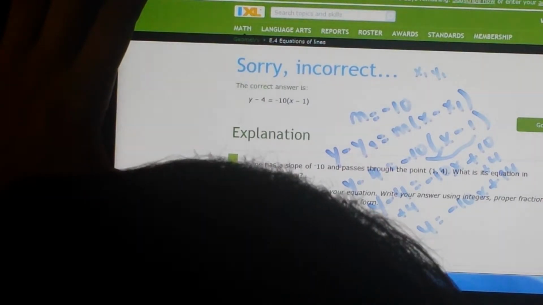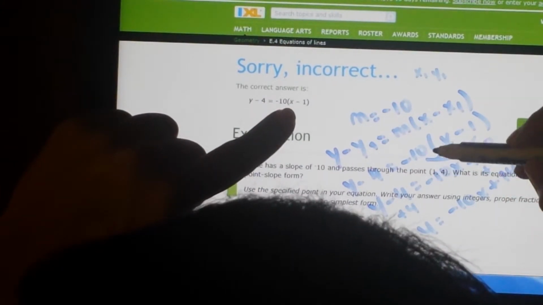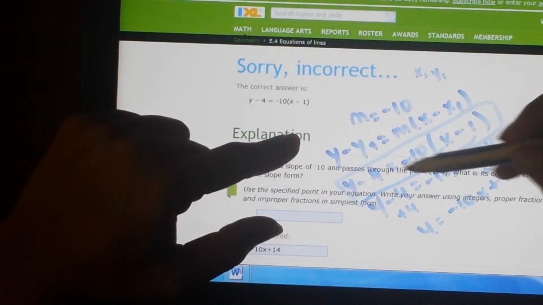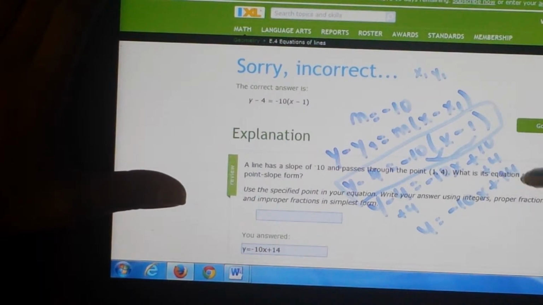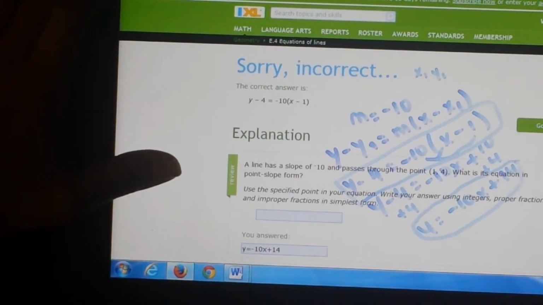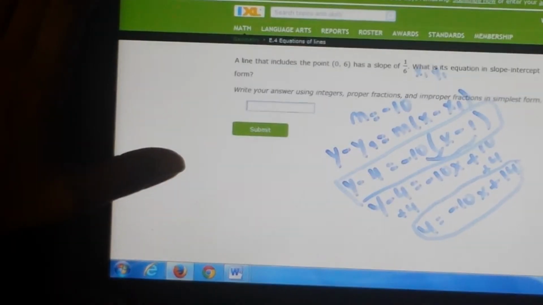Oh, wait, what did I do? Oh, they didn't want me to simplify it. Okay, great. So you see how I got y minus 4 equals negative 10, then x minus 1. So they wanted it in point slope form. I did not read the question, obviously. Point slope form just means put the numbers in and leave it like that. Most of the time, however, we are going to ask you to simplify all the way where you leave it as y equals negative 10x plus 14. So either way, whatever they're asking for, you could go ahead and do.